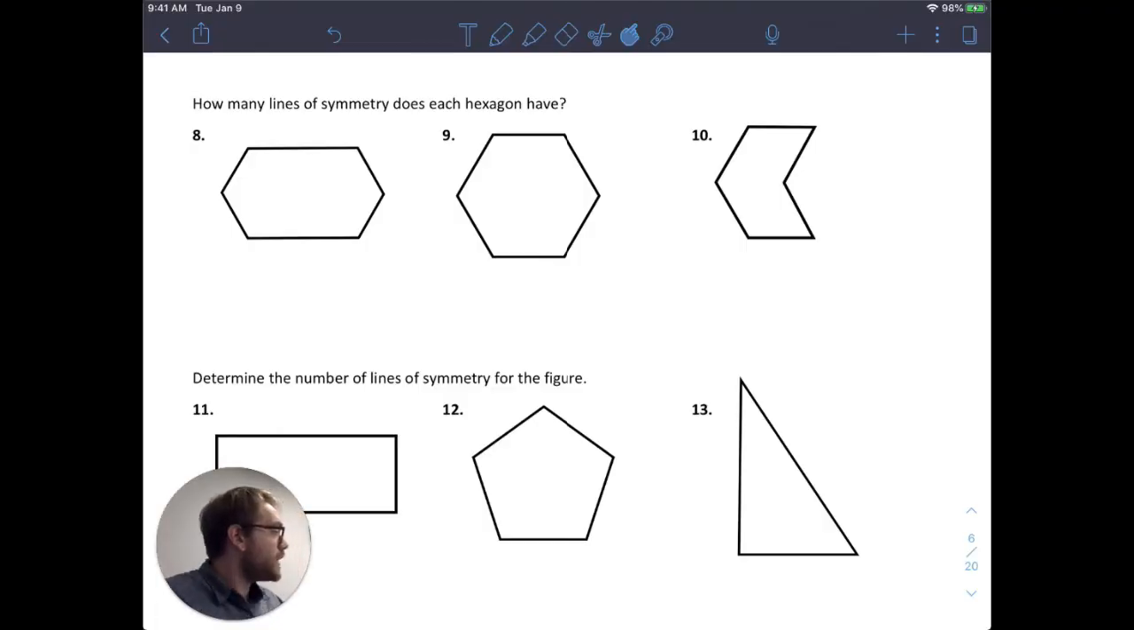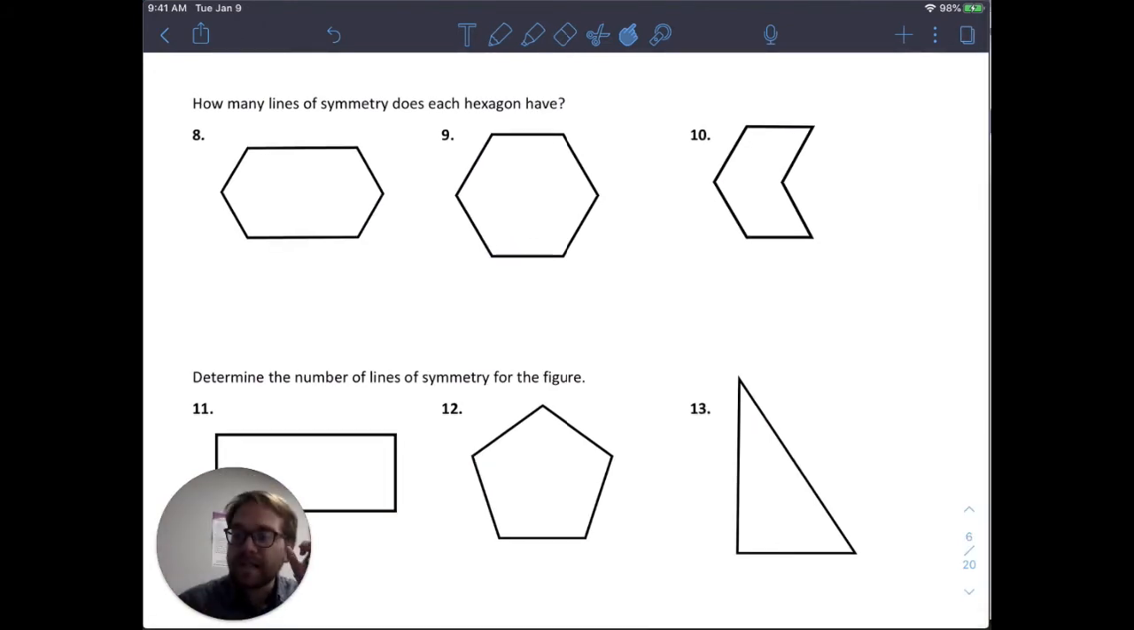So a figure in the plane has line symmetry when the figure can be mapped onto itself by a reflection in a line. So the last thing we want to talk about is the line of symmetry. Okay, so let's look at what I mean by that. If you look at number 8 here, the question is how many lines of symmetry does each of these hexagons have? Each of these are 6-sided figures. And so let's look at their lines of symmetry.